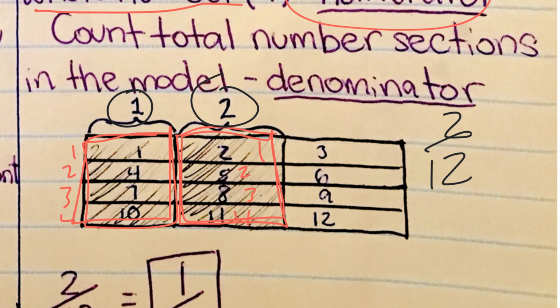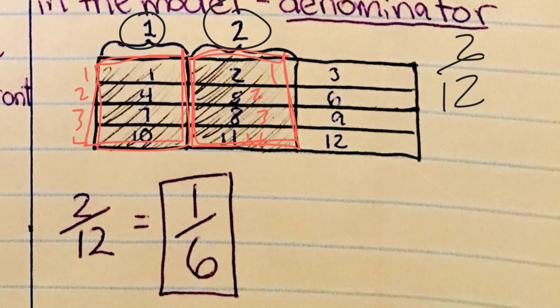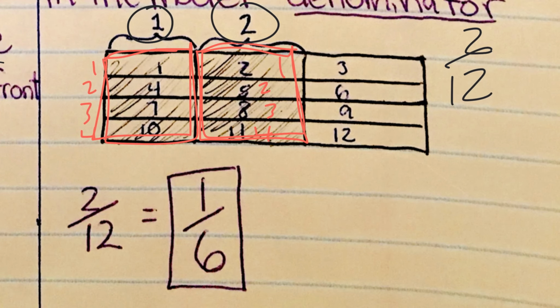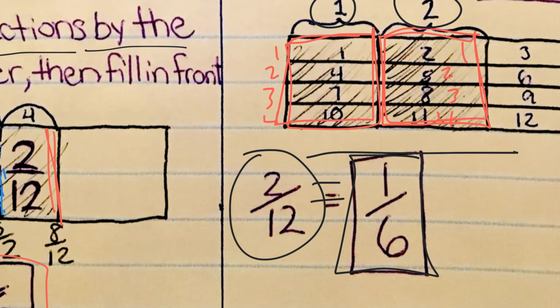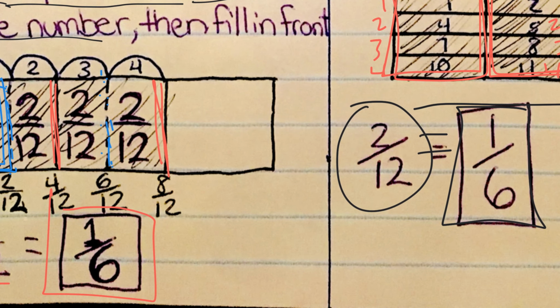And what we've done down here is I wrote the answer. We've got 2/12, which equals 1/6 if you reduce it. So we see that we find the same answer. We've got 1/6 and 1/6. Just two different ways of getting at the answer. Hope that helps.